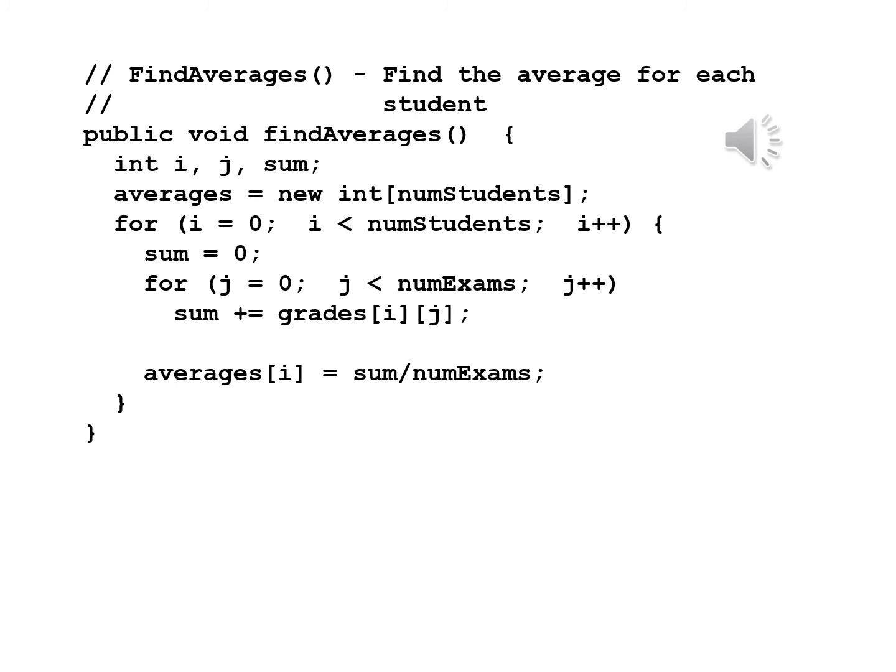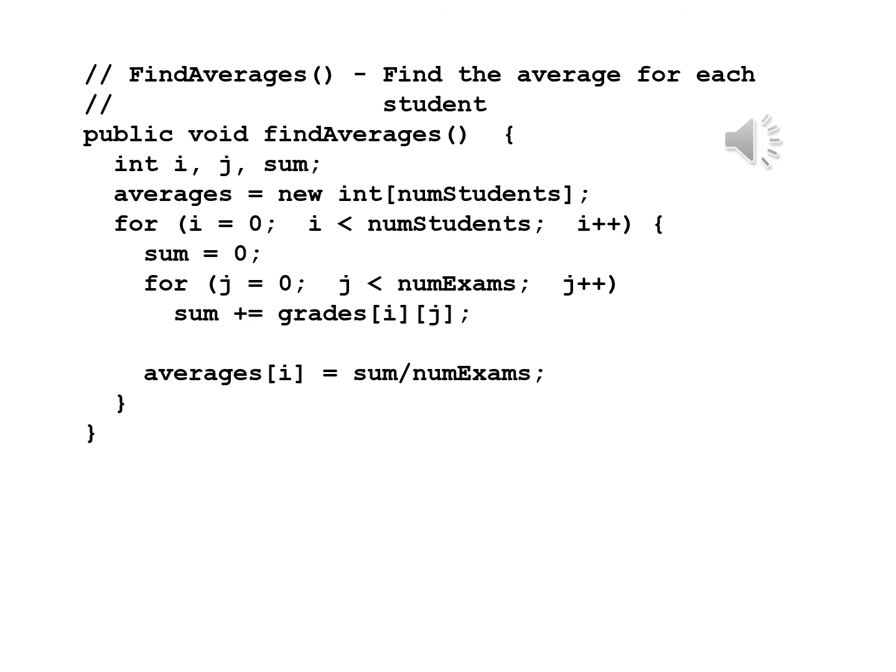We now find that findAverages is pretty close to what we had before. Public void findAverages, int i, j, sum. averages equals new int[numStudents]. We did not before this know how many students there would be, so we didn't know how many averages there would be. The outer loop is again for i equals 0, i is less than numStudents, i++.